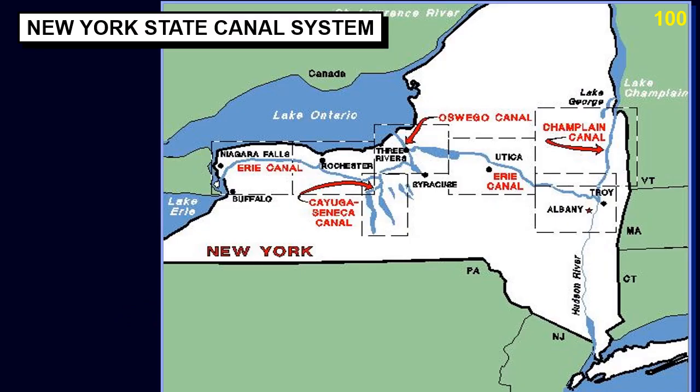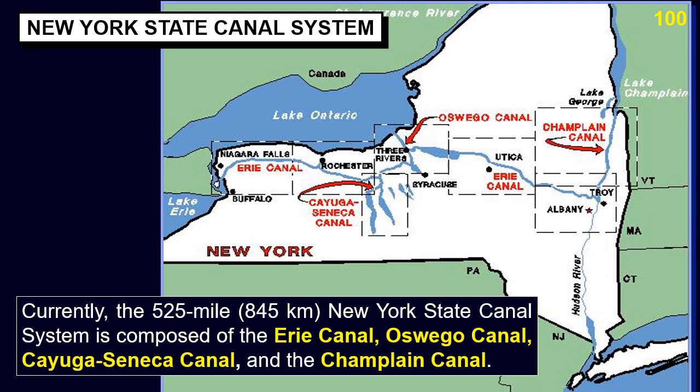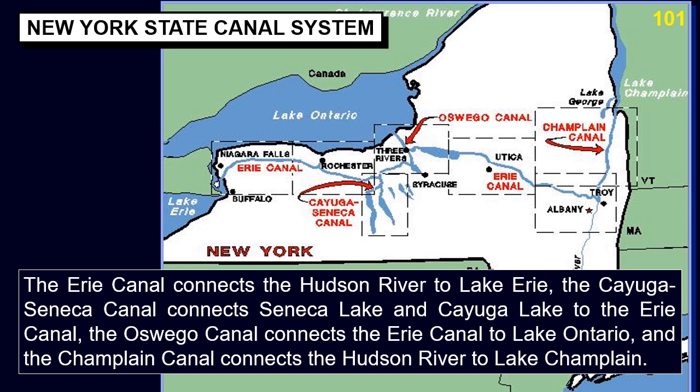Currently, the 525-mile, 845-kilometer New York State Canal System is composed of the Erie Canal, the Oswego Canal, the Cayuga-Seneca Canal, and the Champlain Canal. The Erie Canal connects the Hudson River to Lake Erie. The Cayuga-Seneca Canal connects Seneca Lake and Cayuga Lake to the Erie Canal. The Oswego Canal connects the Erie Canal to Lake Ontario. And the Champlain Canal connects the Hudson River to Lake Champlain.